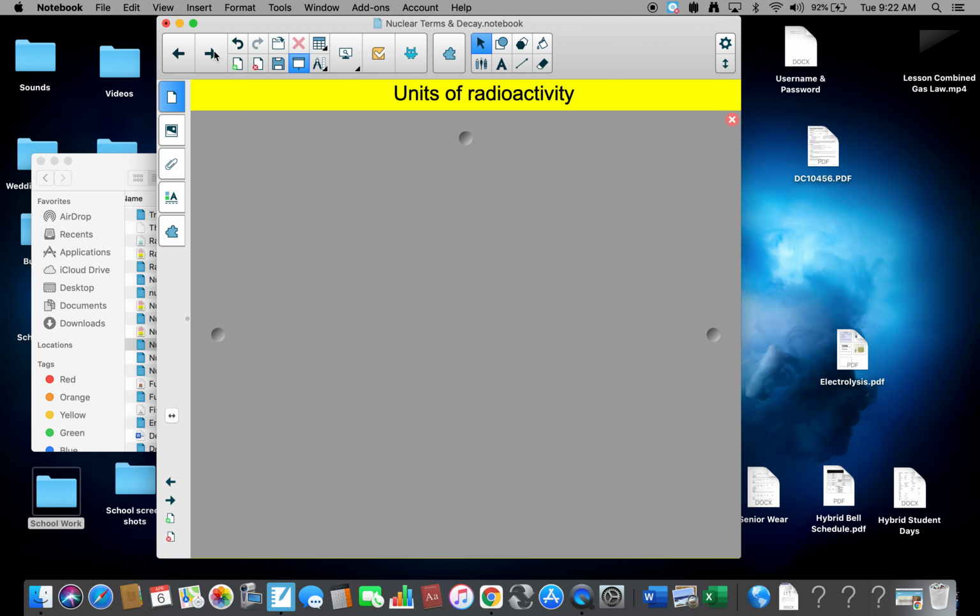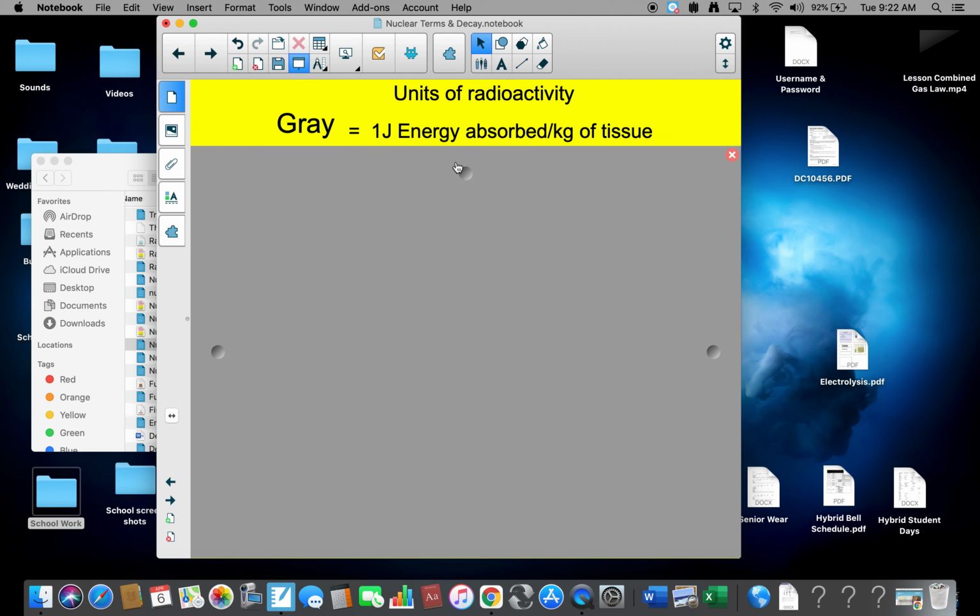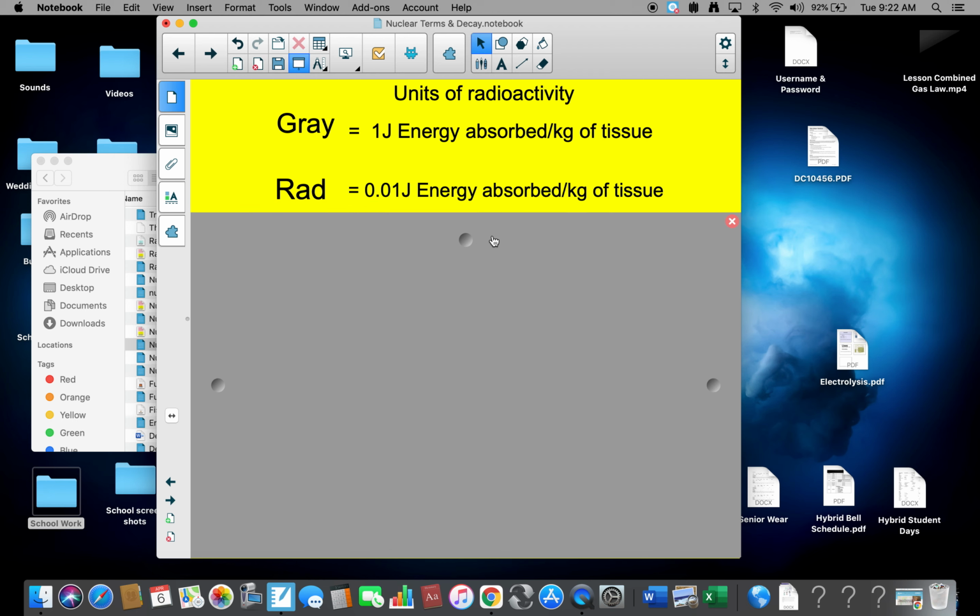Now, we have some units of radioactivity. The first unit is a gray. A gray is equal to 1 joule of energy absorbed per kilogram of tissue. We also know it as a rad. A rad is 0.01 joules of energy absorbed per kilogram of tissue.